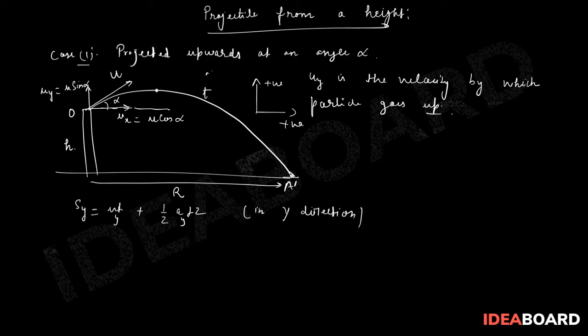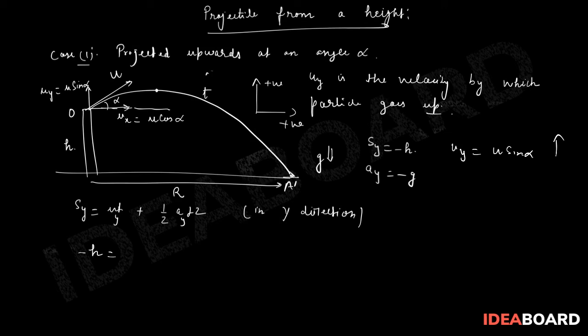Now what is known for us? What is the available data here? sy is minus h, and ay is equal to minus g because gravity is in this direction, and of course uy is u sin alpha because that is the only thing which is in the positive direction, right? So we can substitute the value.